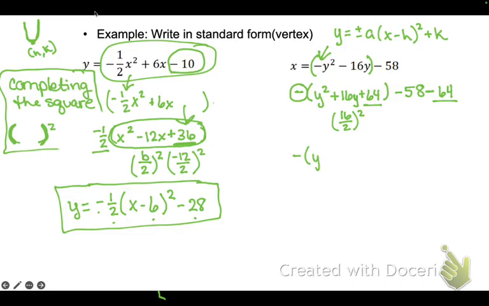What are you doing, Jenna? Describe what you're doing. Y plus 8. I don't know what it's called. What's that called? Factoring. Okay, so factors of 64 that add to 16. 8 and 8. So y plus 8 squared minus 122. Oh, okay. Yep, 122.